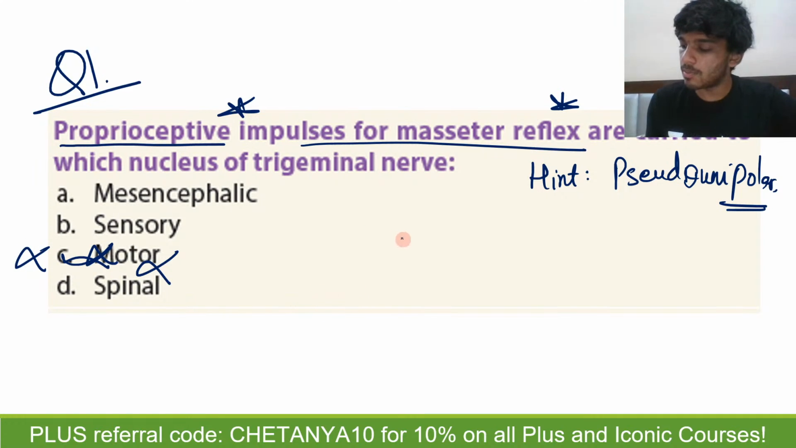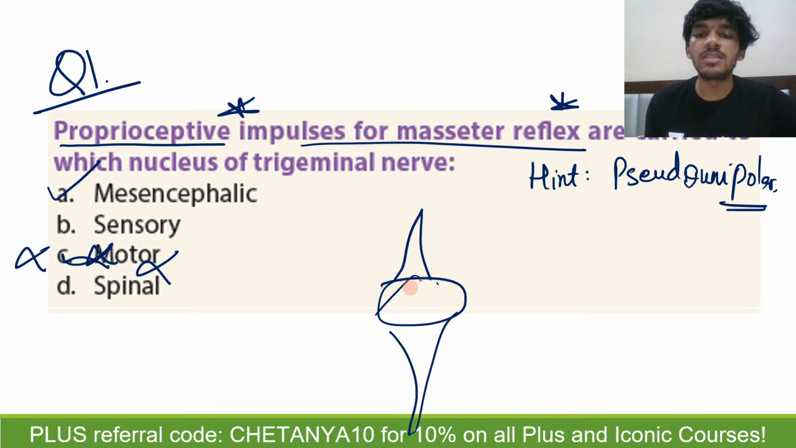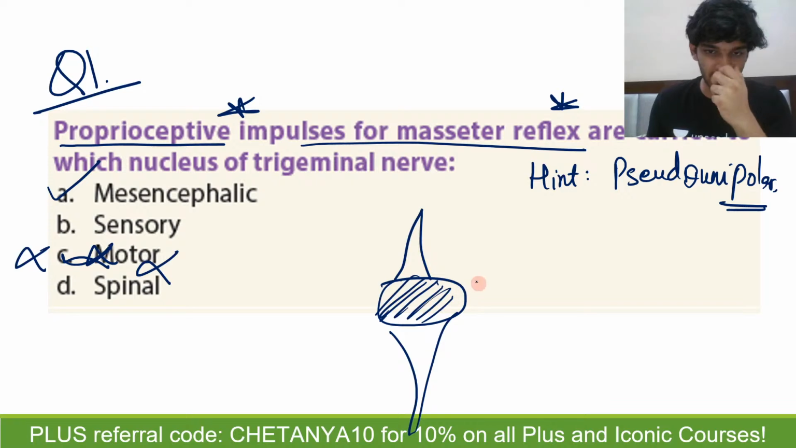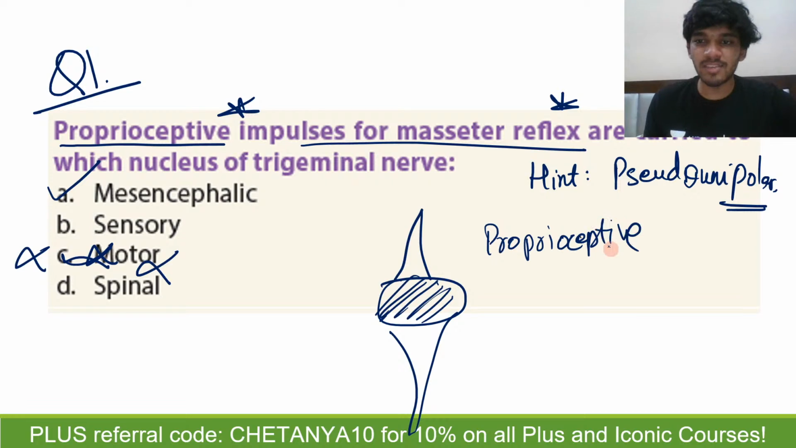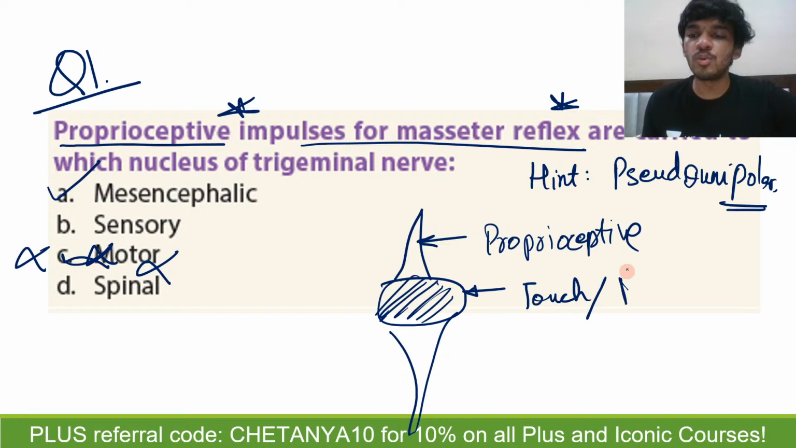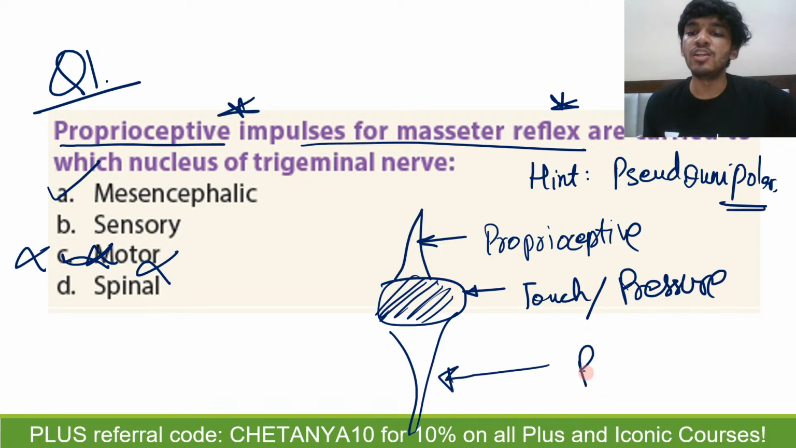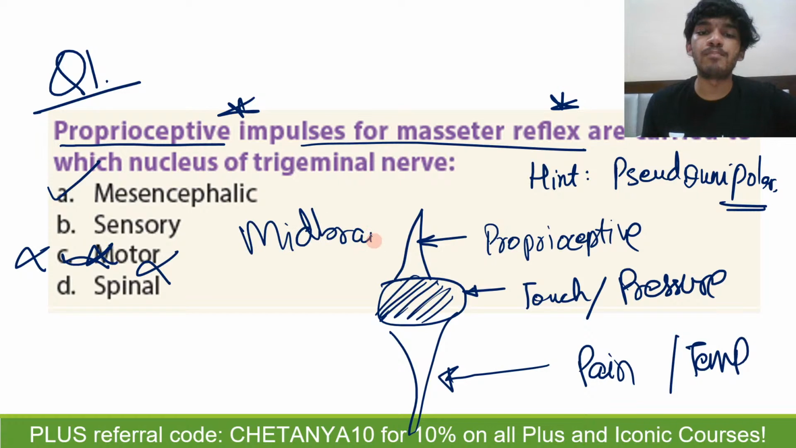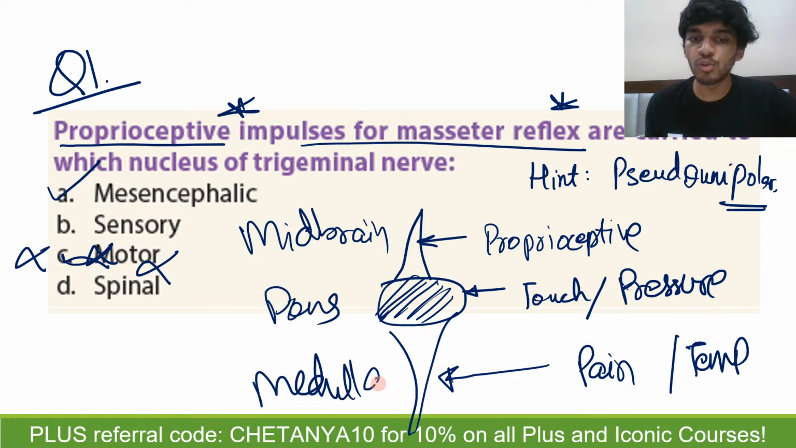Proprioceptive impulses. Just think about this diagram. Yes, Mishti is right. Mesencephalic nucleus. So there is a mesencephalic nucleus, there is a spinal nucleus of the trigeminal, and there is a chief sensory or pontine nucleus of the trigeminal. The proprioceptive impulses go to the mesencephalic nucleus. The fine touch and pressure go to the chief sensory nucleus, and the primitive sensations of pain and temperature will go to the spinal nucleus of the trigeminal. Obviously this is present in the midbrain, this is present in the pons, and this will be present in the medulla up to the C2 level of the spinal cord.